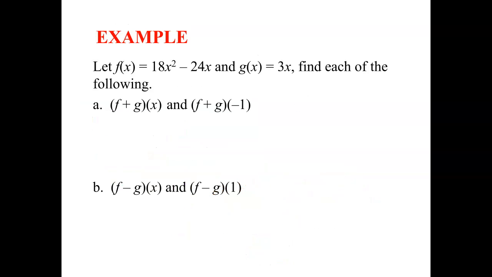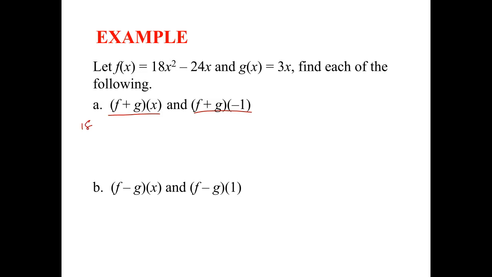Alright, so a little bit more. We've got f plus g of x and we've got f plus g of negative 1. So f plus g still says, hey, let's add these two functions together. I need to find that part. And once I've done that, I also need to find f plus g of negative 1, which means once I go ahead and do the combination, then I can substitute in the negative 1 and solve for that function.